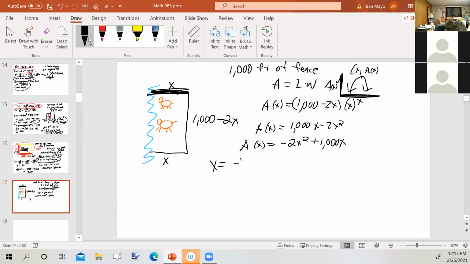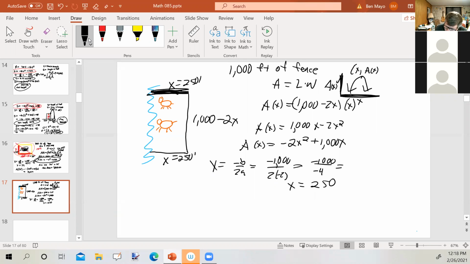So X equals negative B over 2A is negative 1,000 over 2 times negative 2, which is negative 1,000 over negative 4, which is 250. So this is 250 feet. This is 250 feet. 1,000 minus 2 times 250, 1,000 minus 500. This would be 500 feet. So the dimensions are 250 feet by 500 feet.